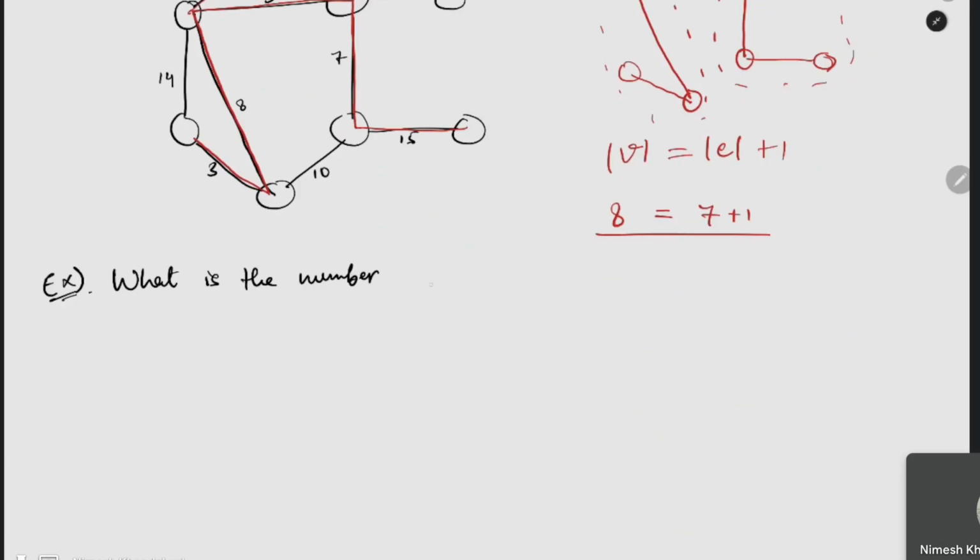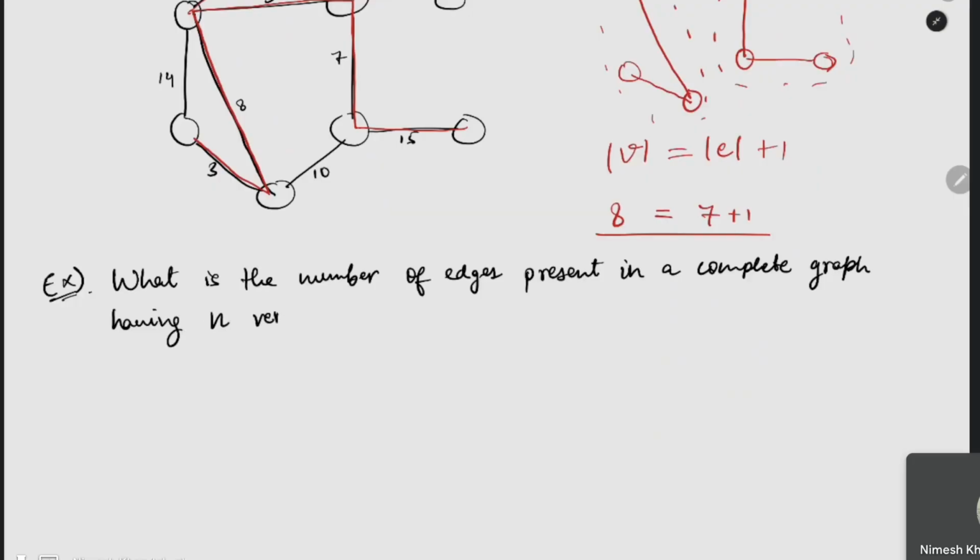What is the number of edges present in a complete graph having n vertices? Right, so first of all, we have n vertices, and how many edges do we have?